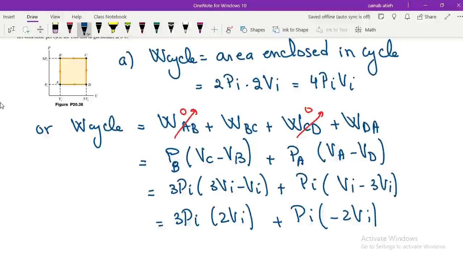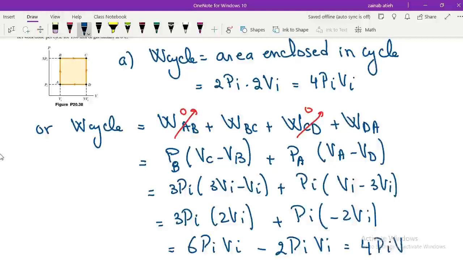So actually the first term is the area under the curve, which is all this area, minus the area under the curve DA. So we go back and erase here, and we get the area under the square. So I will erase this, we will get 6 Pi Vi minus 2 Pi Vi, which will give me 4 Pi Vi.